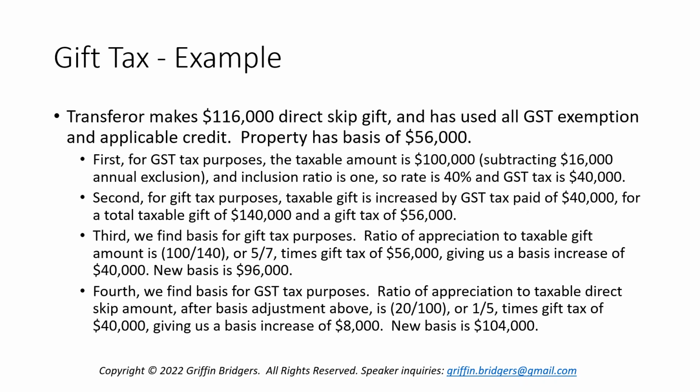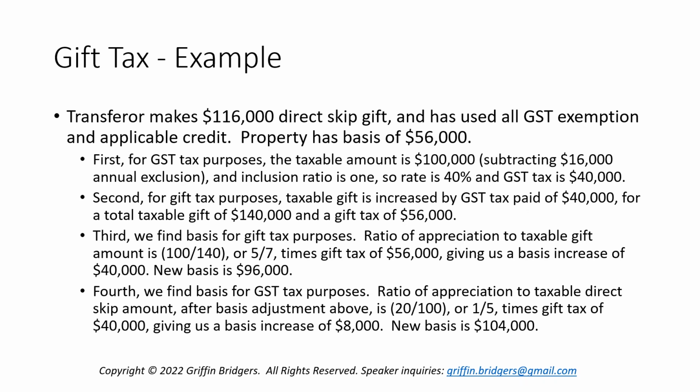This may muddy the waters a bit, but I at least want you to see the numbers in the process. So we're going to assume the transferor makes a direct skip gift of $116,000, and they've used all of their GST exemption and applicable credit. So they're going to pay gift and GST tax on each dollar of this transfer. And the property has a basis of $56,000. Why does that matter? Well, we'll see in a minute.